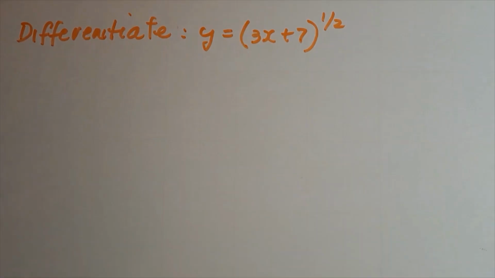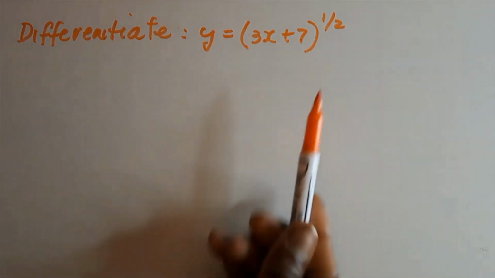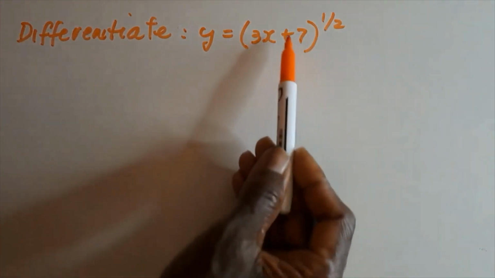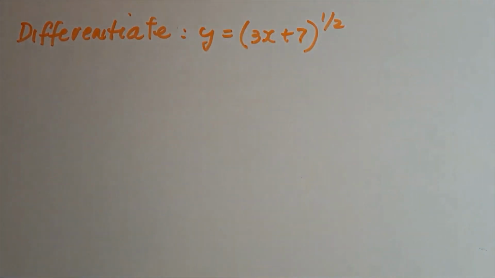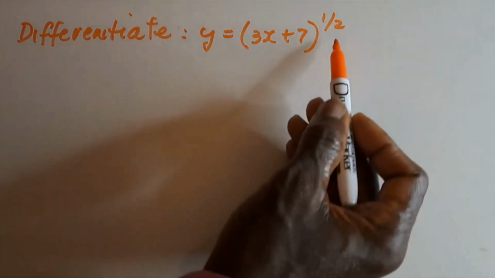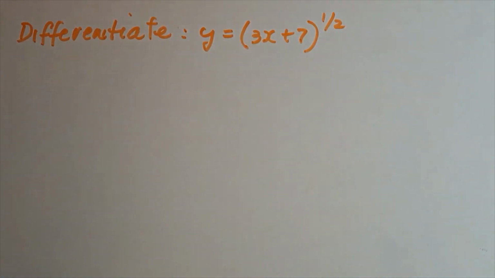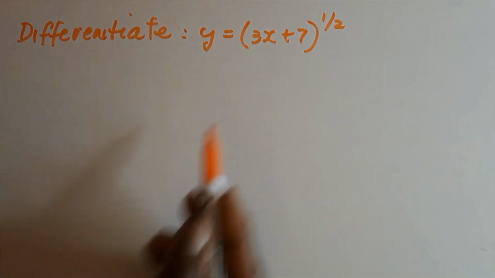Hello. How do we differentiate y is equal to brackets 3x add 7 raised to the half, or the square root of 3x add 7? Well, this is a function of a function. We have the function, the square root, acting on something which is a function of x in brackets. So first, the rule is to differentiate the outer, so that function, the square root function, and multiply by the derivative of the inner.